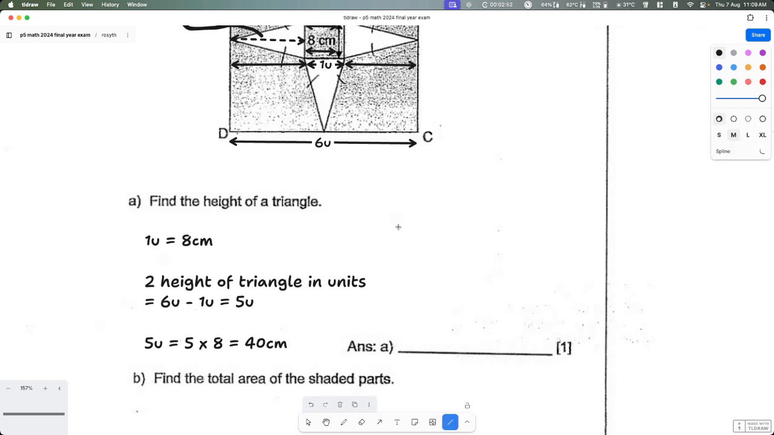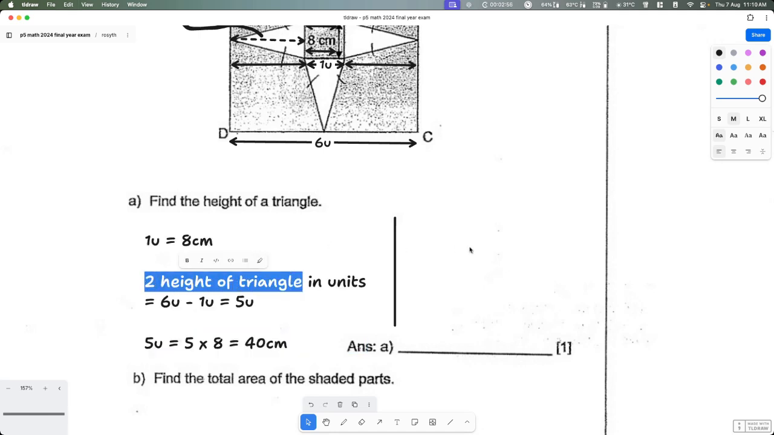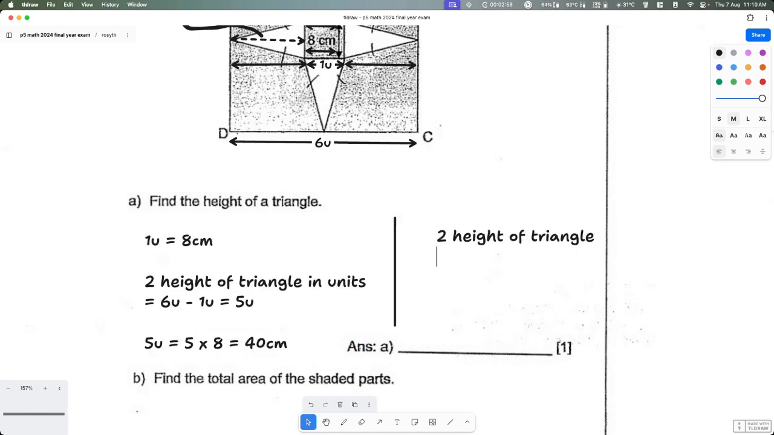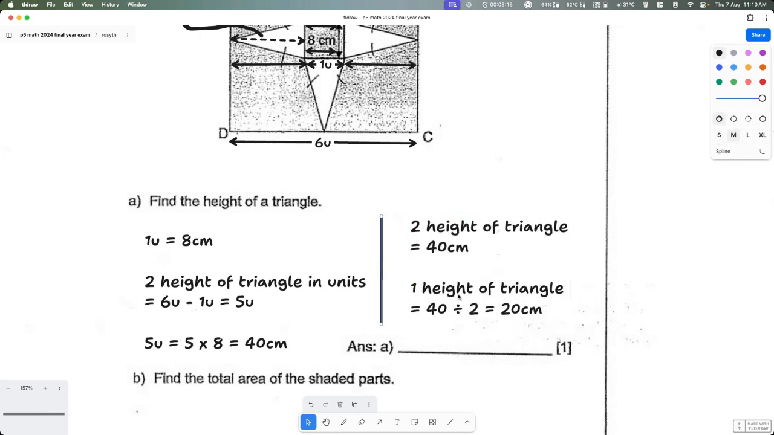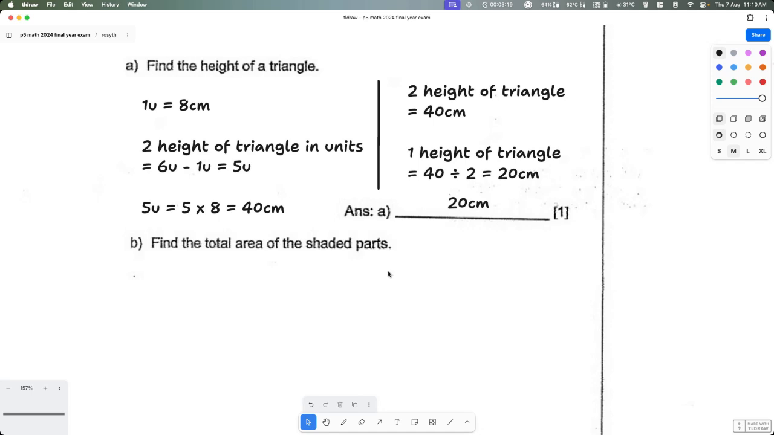So if two heights of the triangle over here is equal to 40 cm, then one height of the triangle is 40 divided by 2, which gives you 20 centimeters. So the answer to this is 20 centimeters. All right, so let's move on.